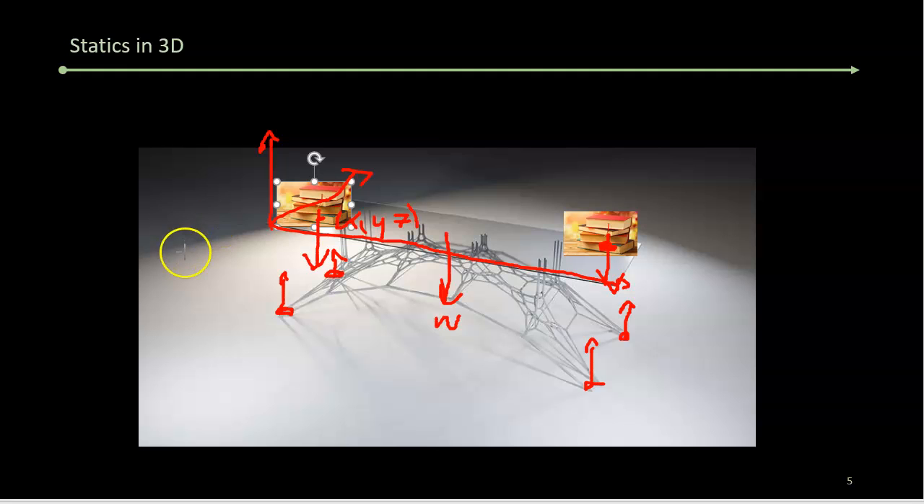Now you have to look at torques along the x-axis and y-axis, and you have to look at forces in multiple dimensions. We'll get into some problems on this. It won't be too difficult once you see how to do it. All right, that's it for the 3D.